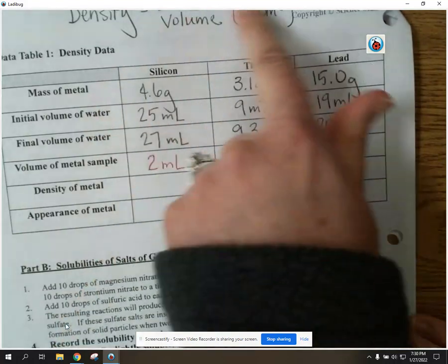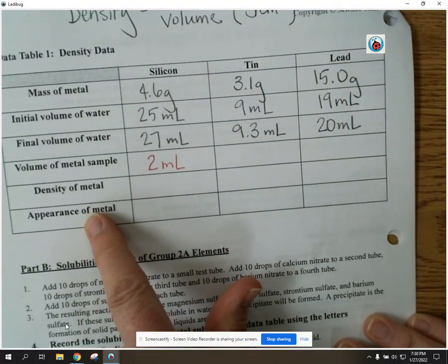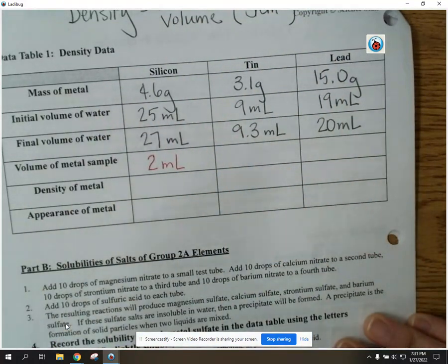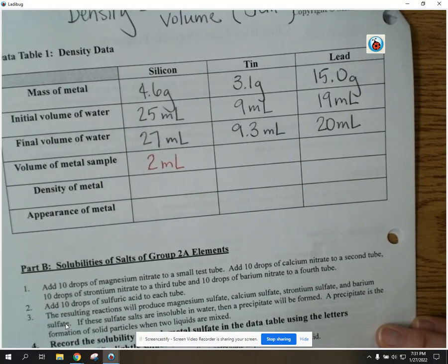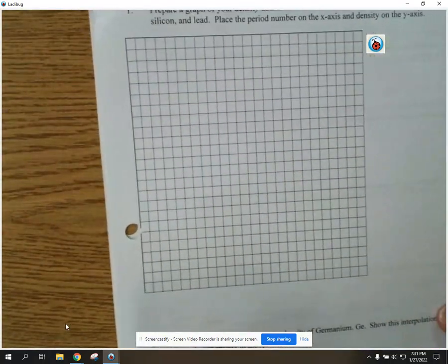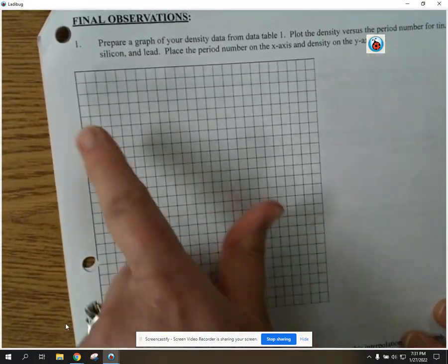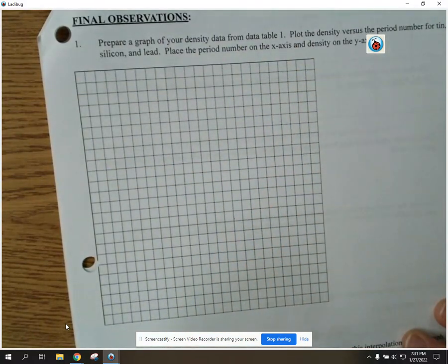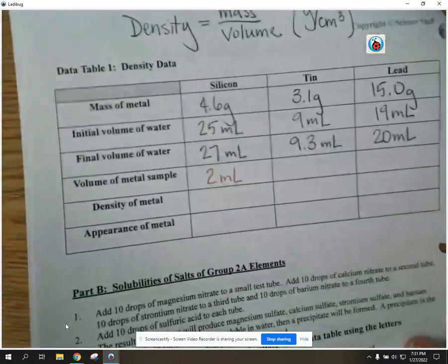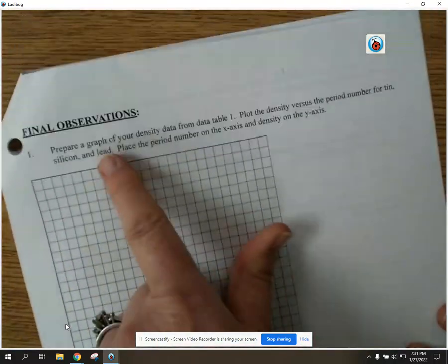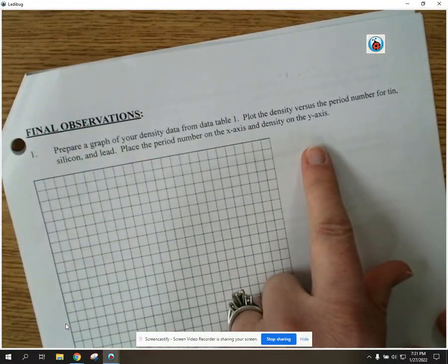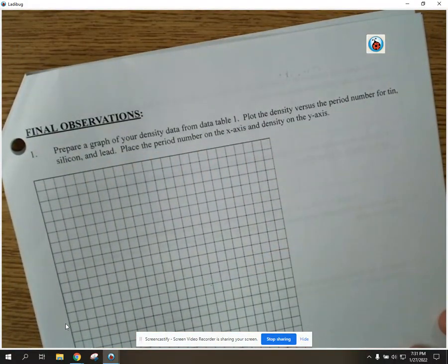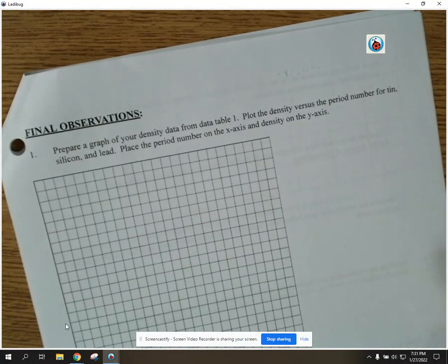So you guys need to fill out this data table the rest of the way, or just sketch one if you can't print this off. And then you need to go to the next page and do number 1, which is where you graph that data. And it tells you exactly what to graph in the directions and what should go on each axis.